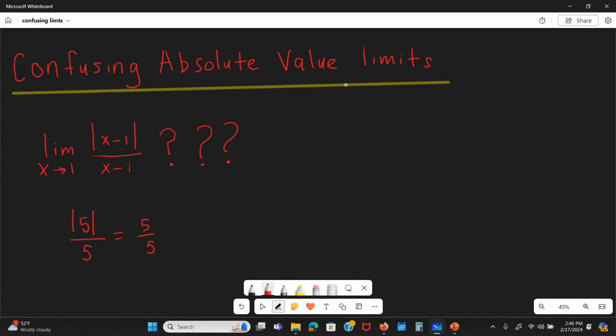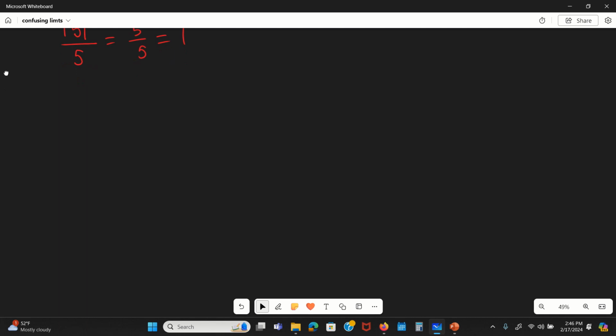But wait, let's first review the definition of the absolute value function. The absolute value of x is equal to x if x is greater than 0. The absolute value of x is equal to 0 if x is equal to 0. And the absolute value of x is equal to negative x if x is less than 0.